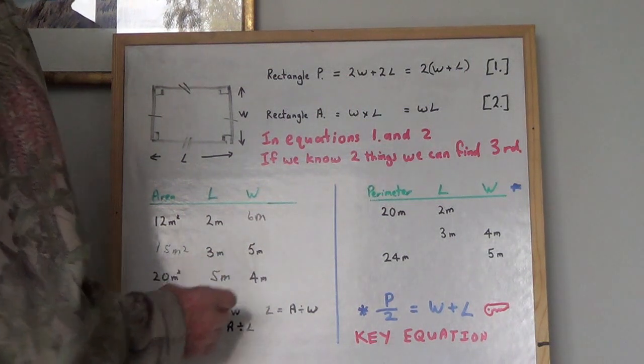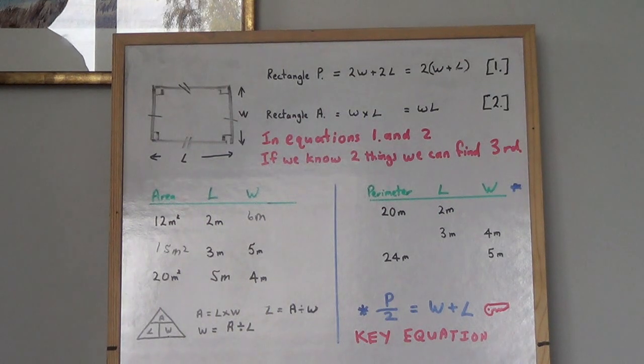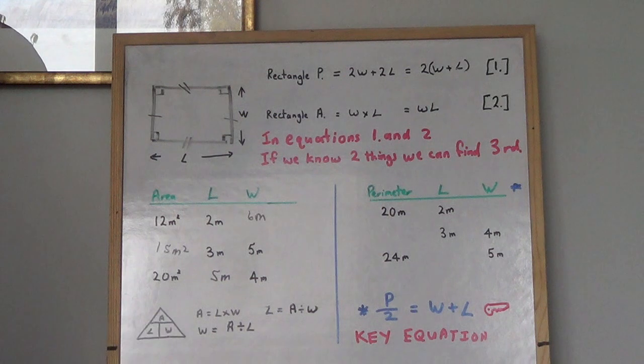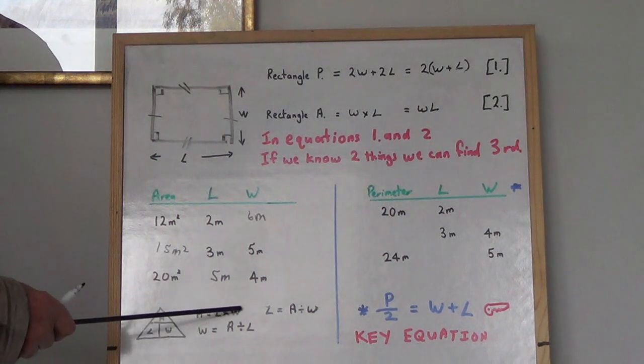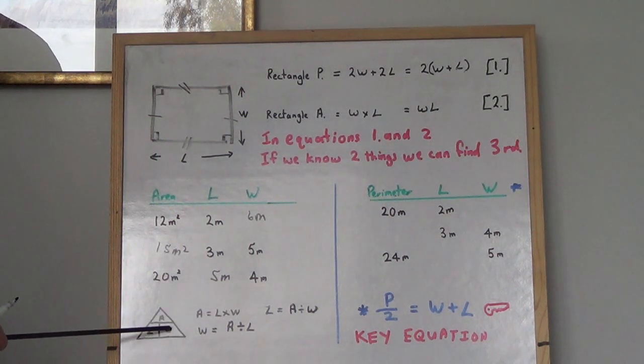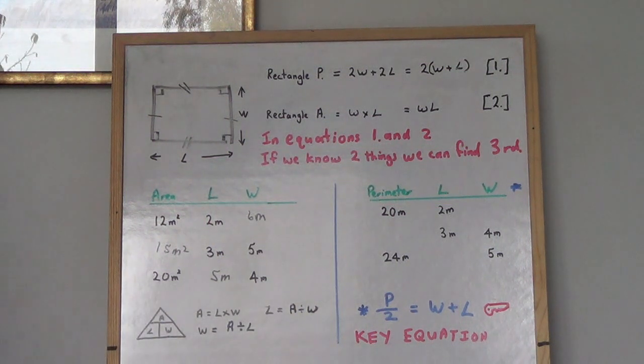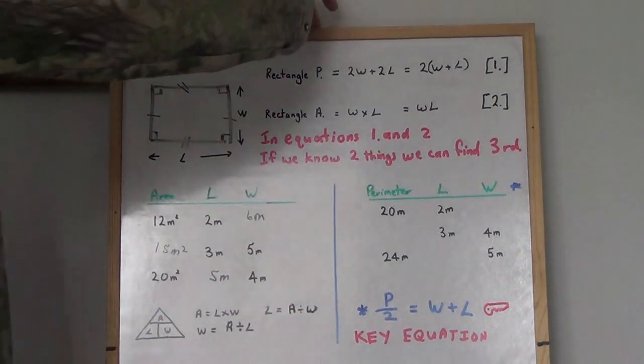It's 5 meters. Now there is a relationship triangle with area at the top, length and width there. The area is equal to length times width. The width is equal to the area divided by length. The length is equal to the area divided by the width. And those are key things that you should know. Right, we'll flip over and we'll look at the combo question now.